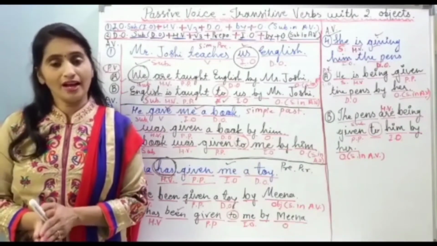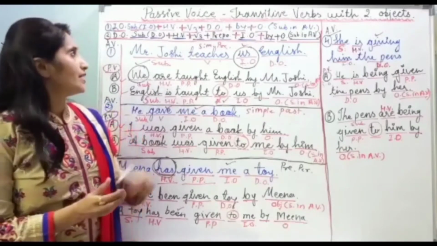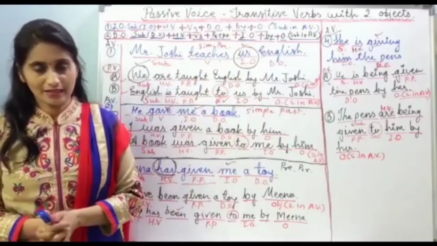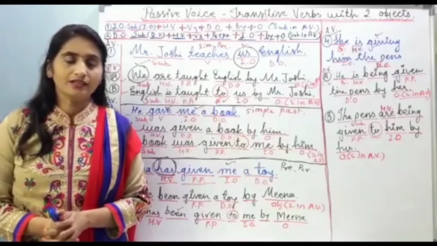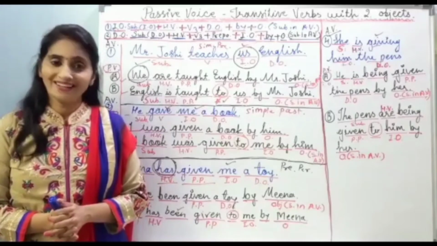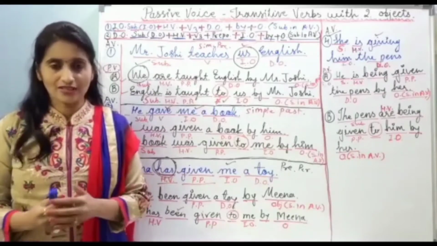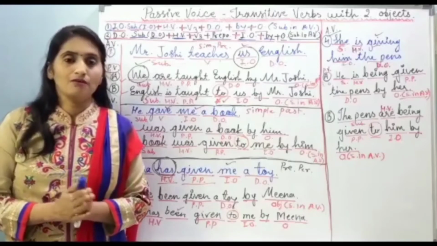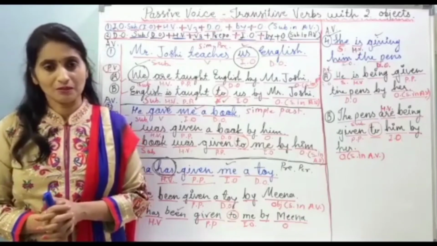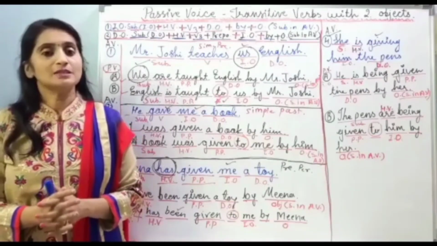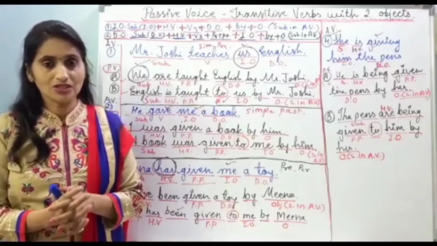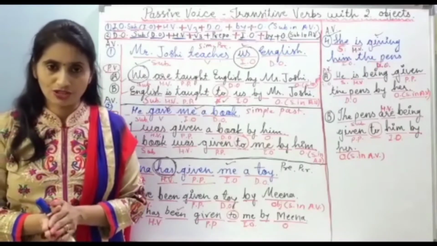In the last lecture we studied the identification of the objects, that is the direct object and the indirect object. Our today's topic is the passive voice of transitive verbs with two objects. In the last lecture we studied that some of the transitive verbs take two objects, the direct object and the indirect object. In such cases, while converting the sentence from active to passive, any one of the objects may become the subject. But the indirect object is preferred for the subject. The other object is retained. It is the remaining object, called the retained object.